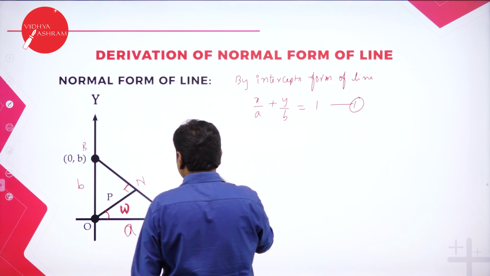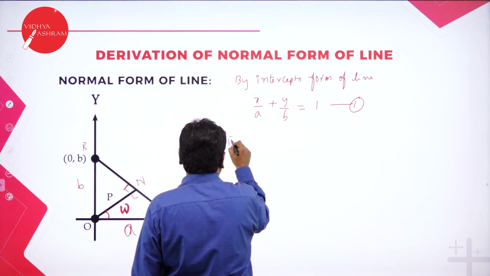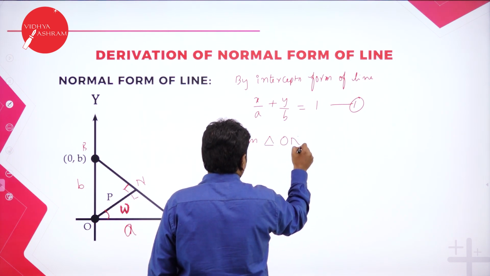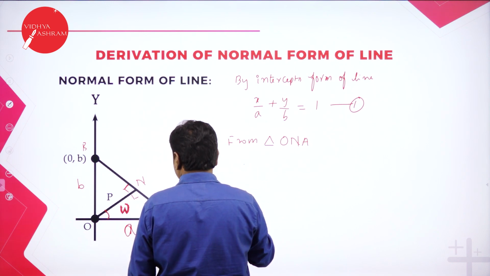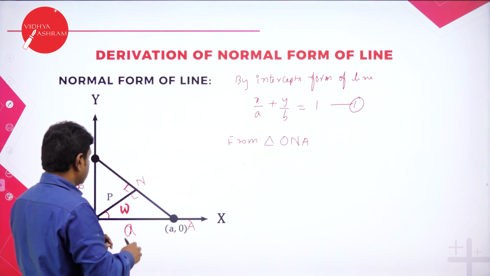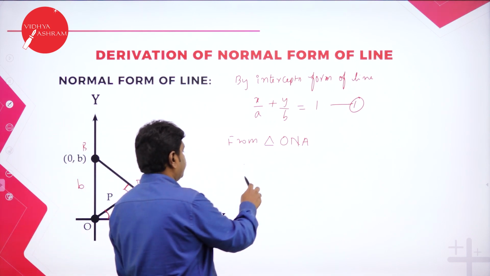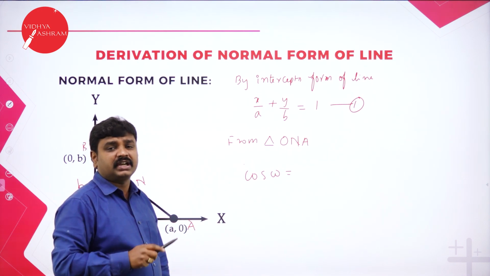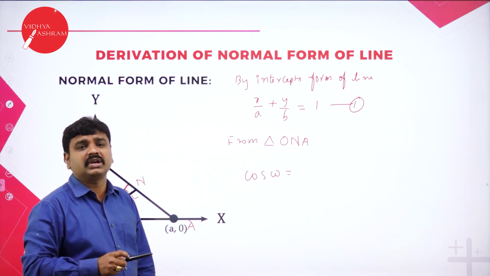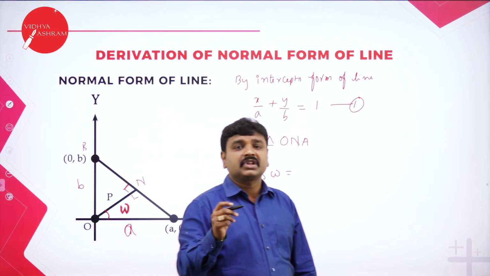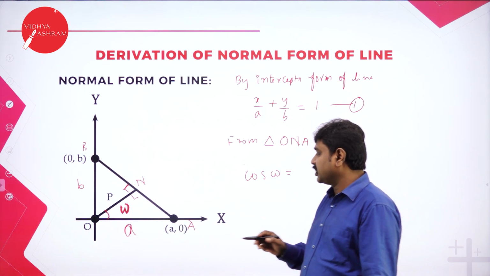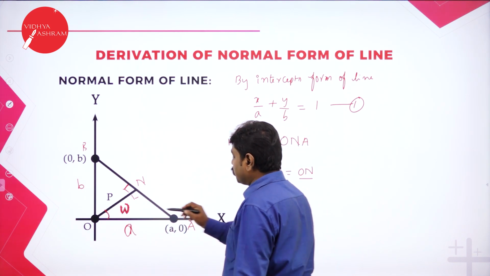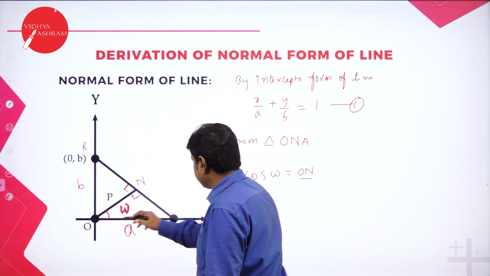So now you observe a right angle triangle. This is also right angle triangle. From triangle ONA, I'll apply. So I need this side. This is adjacent. So I'll apply cos omega. What is cos theta? All of you know cos theta in trigonometry, high school you have studied. Cos theta is what? Cos theta is adjacent by hypotenuse. What is cos theta? Adjacent by hypotenuse. Here in this triangle, adjacent is ON divided by hypotenuse means opposite to 90 degrees. If this is 90, opposite to that is we have OA.